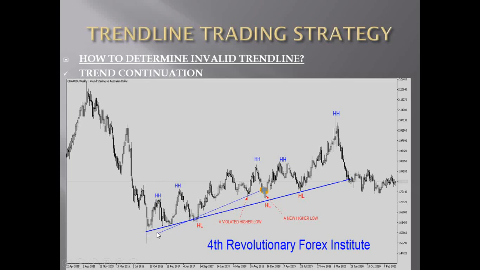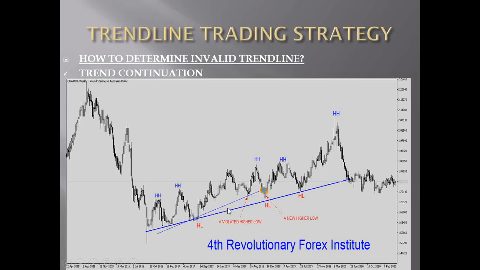We have this uptrend line. We have this starting point, higher high, higher low, higher high, higher low, higher high, higher high, higher low, higher high. And then the price came and broke this trend line.